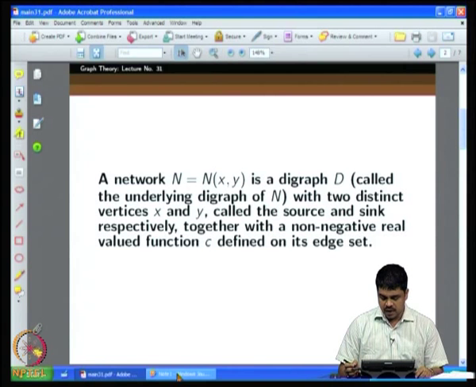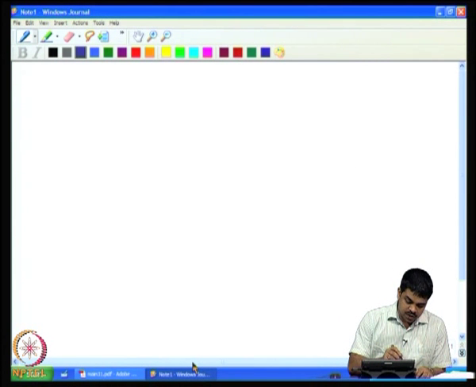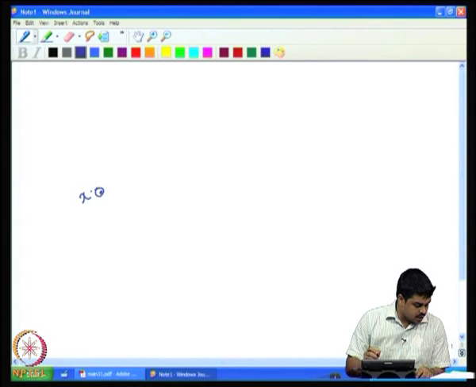And also along with each edge or arc of the underlying directed graph, a non-negative real value will be given. So, that means a non-negative real valued function C is defined on the edge set. So, this is the capacities. For instance, we can draw a network. Let us say we mark one x and so a y. So, two vertices are special.